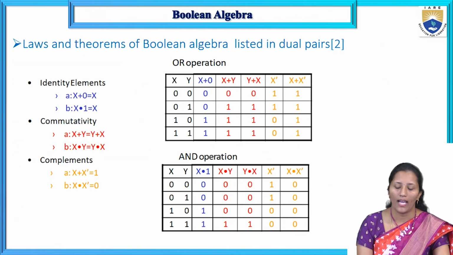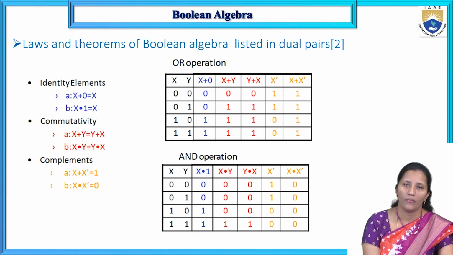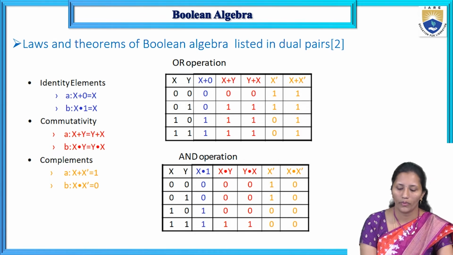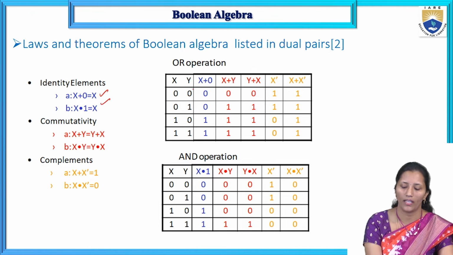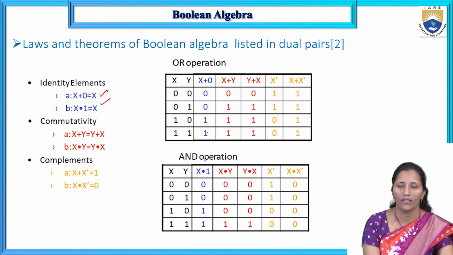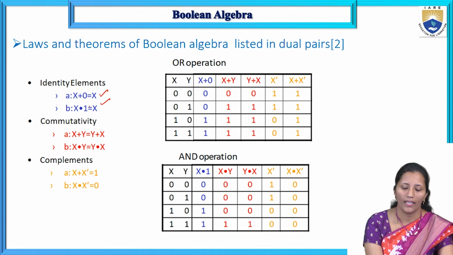Laws and theorems of Boolean algebra listed in dual pairs. So here if they want to prove these equations, first we have to write the equations and take the truth tables of that one and apply the logical AND and OR operations and finally find out the value. So here identity elements are x plus 0 is equal to x, x dot 1 is equal to x. We should prove this one.